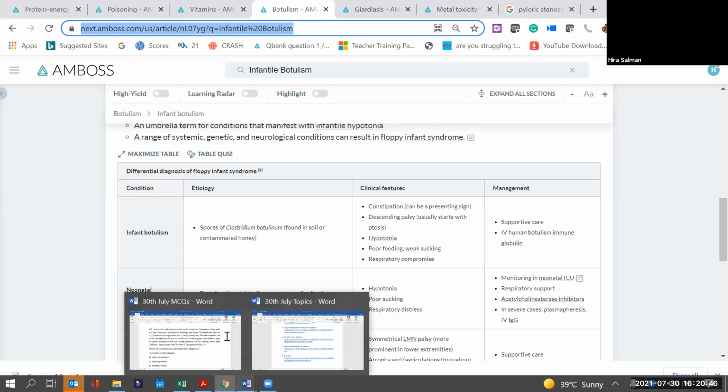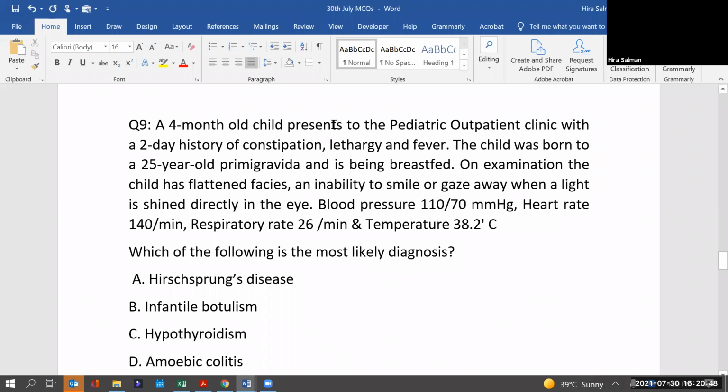So if we look at the question here, a 4-month-old child presents to the pediatric outpatient clinic with a 2-day history of constipation. So just think about the symptoms. Constipation is there, lethargy is there, fever is there. So it's an infection. The child was born to a 25-year-old primigravida and is being breastfed. On examination, the child has flattened facies. So flattened facies means it's a floppy child, hypotonic child. And inability to smile or gaze away.